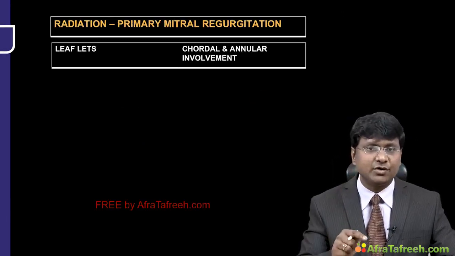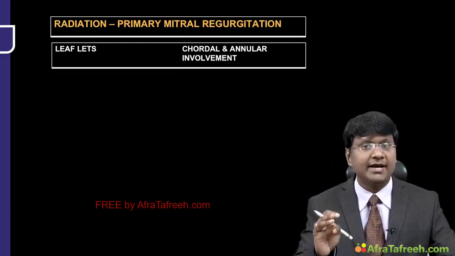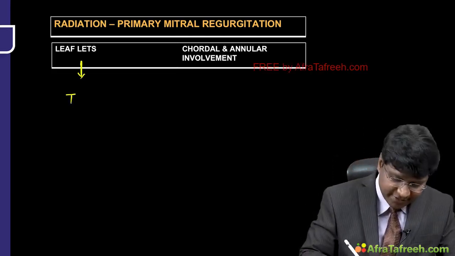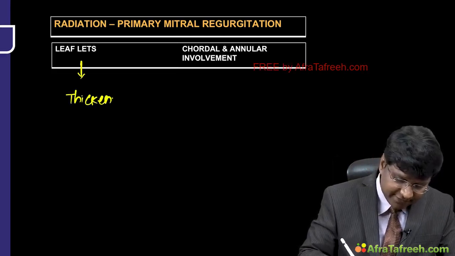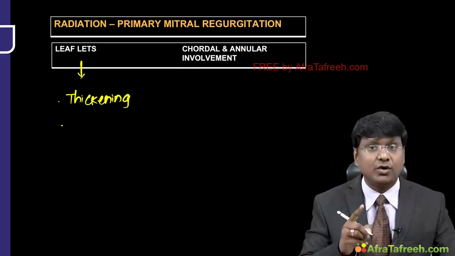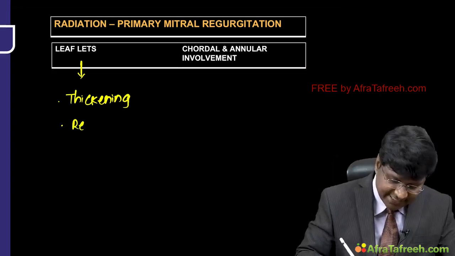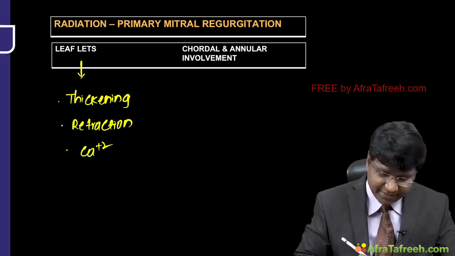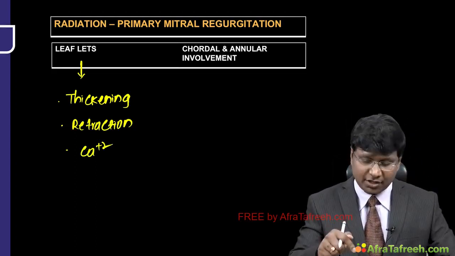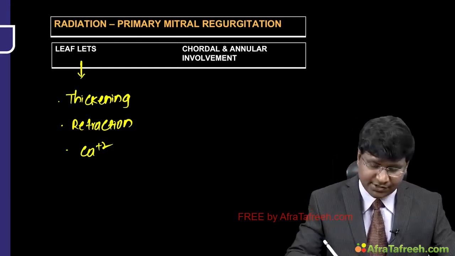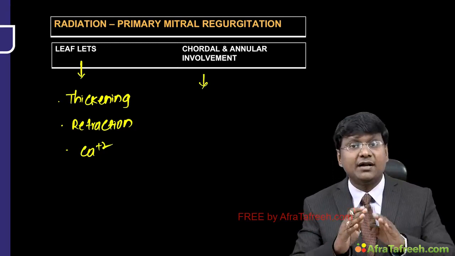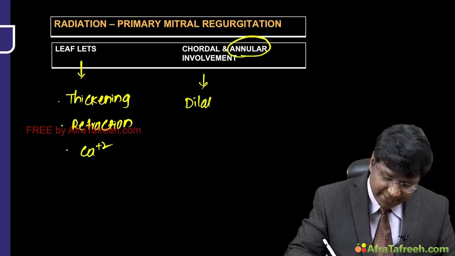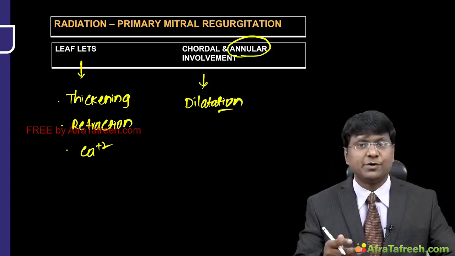So even radiation will cause pathology in the valve leaflets as well as chordae and annulus causing mitral regurgitation. So what does the radiation do to the leaflets? It will cause thickening of the leaflets. The radiation will cause retraction as well as calcification of the leaflets, and thereby cause the development of mitral regurgitation. And what is the pathology within the chordae and annulus caused by radiation? There will be annular dilatation, right?